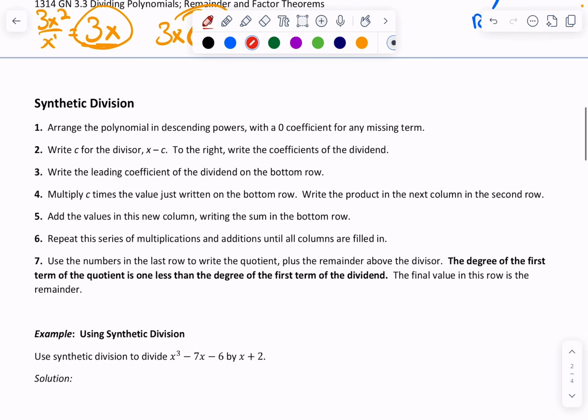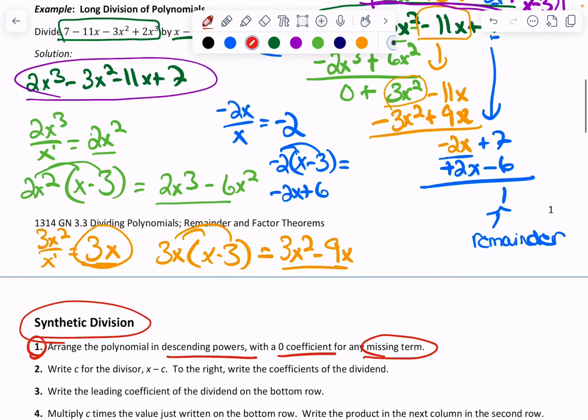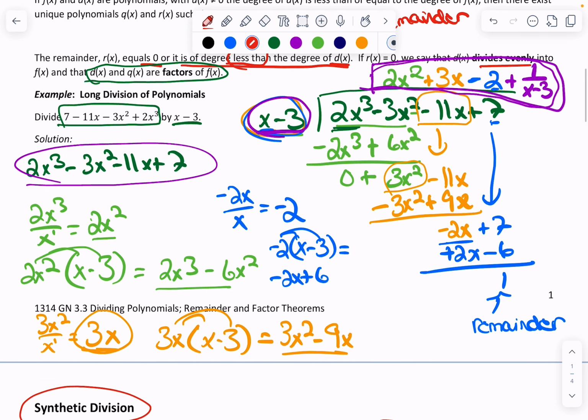Now we're going to look at what's called synthetic division. It is a little bit shorter, a little bit different. So step number 1, arrange the polynomial in descending powers. So again, descending powers with a 0 coefficient for any missing term. And actually what I forgot to remind you here, even with the long division, what you would do is either add a 0 times something or leave it blank so that you have the 3, 2, 1, and the constant.